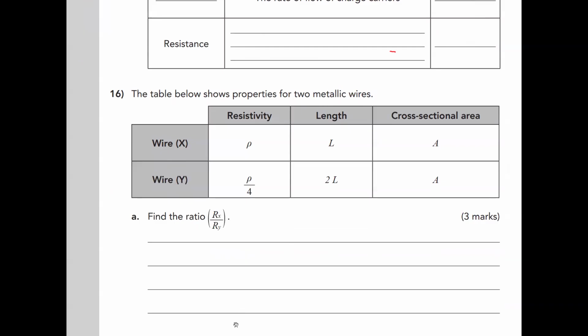Now move to question number 16. The table shows the properties of metallic wire. Find the Rx and Ry. So we know the formula here. First of all, we take the resistance of Rx. So Rx is equal to rho L divided by A. And we have the resistance of Ry. So Ry is equal to rho by 4, length is 2 times L, and area is constant. So 2 times 2 to the 4, which will be equal to Ry equals rho L divided by 2 times A.